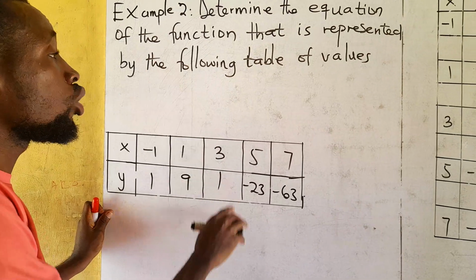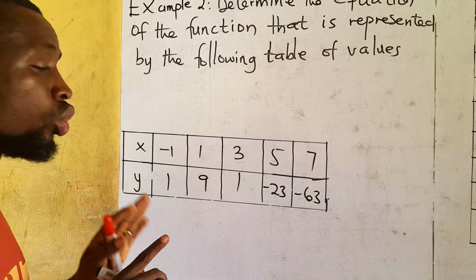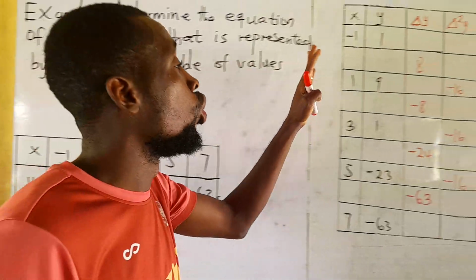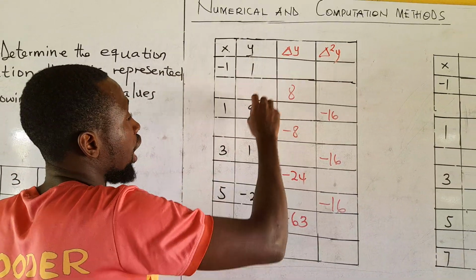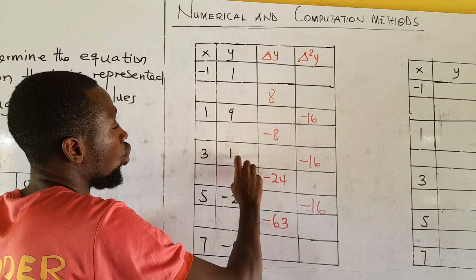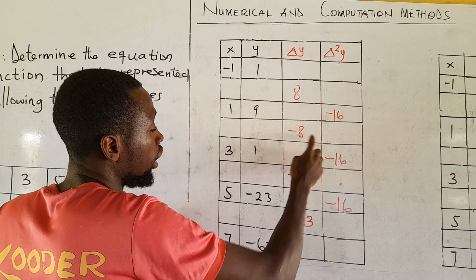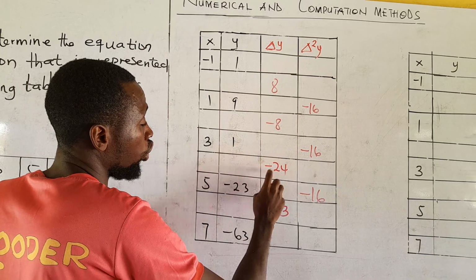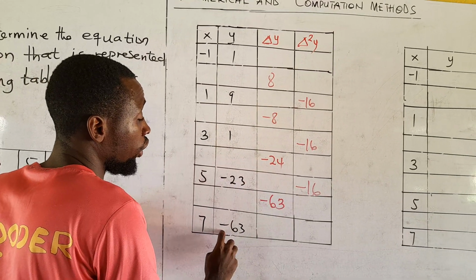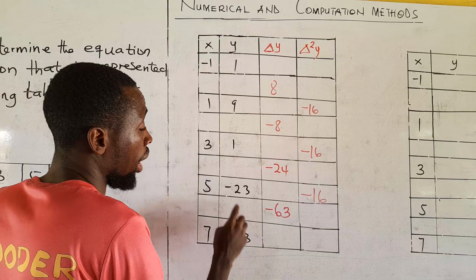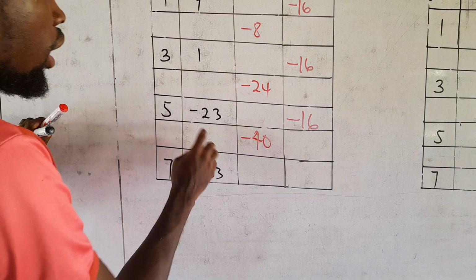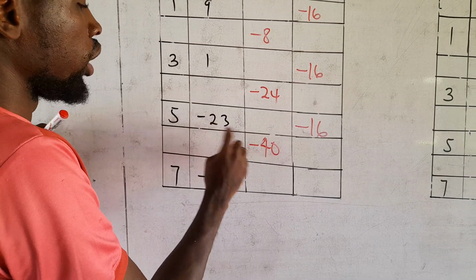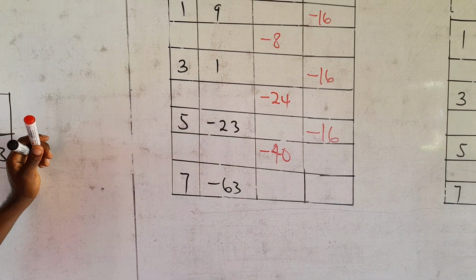So, in order to determine the function, the first thing you need to do is to construct a difference table. So we have the difference table like this. We find the first difference. That's 9 minus 1 is 8. 1 minus 9 is negative 8. Negative 23 minus 1 will give you negative 24. Then negative 63 minus negative 23 will give you negative 40.